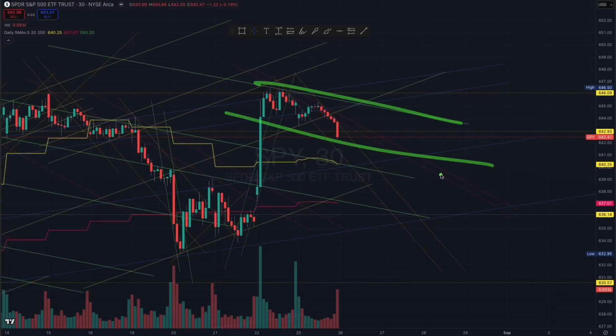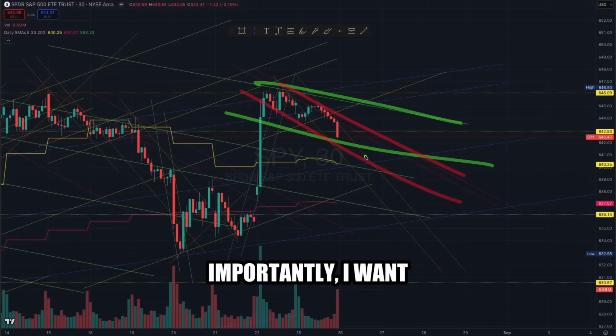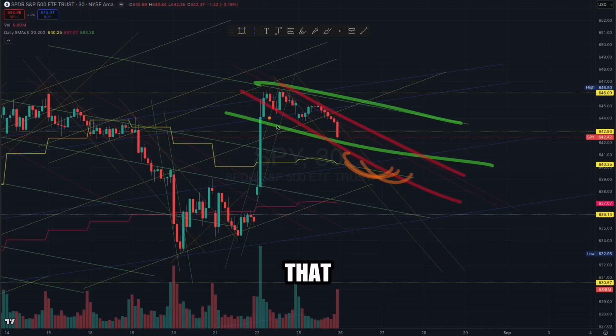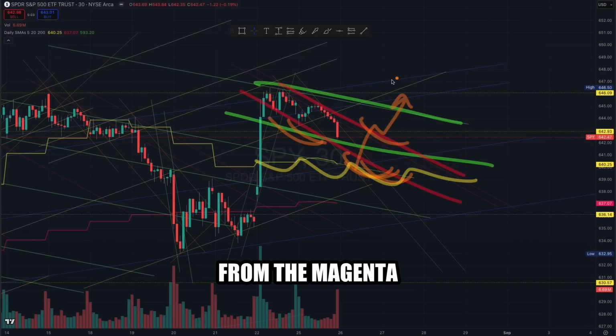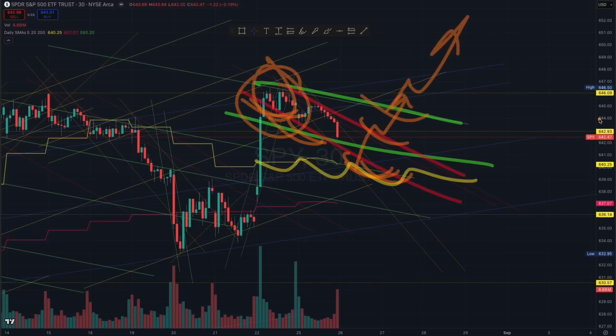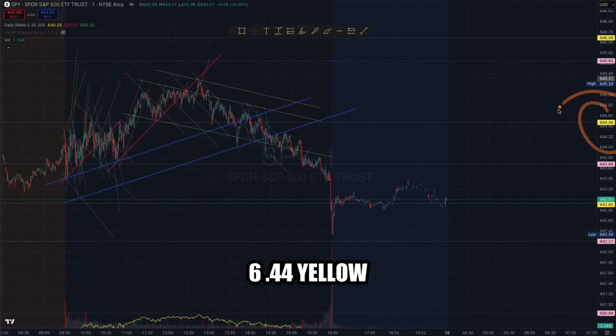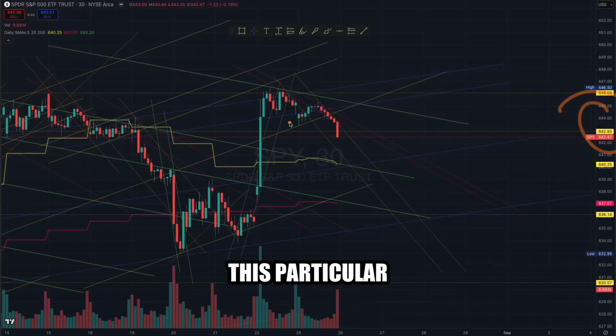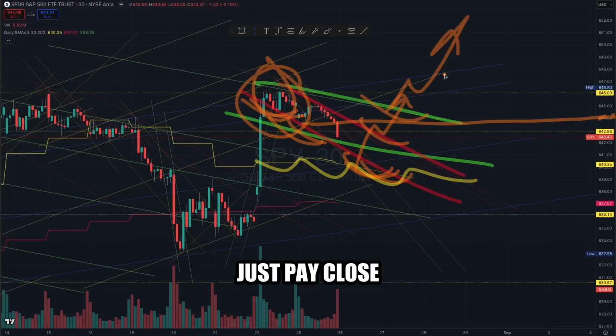Look out for your structure here, especially of that magenta and green. Now, most importantly, I want to be looking out for that reclamation of that 5-day moving average, as well as from the magenta before we grab the green liquidity here. So pay close attention to that, as I was mentioning here, the 644 level, that's very important. 644 yellow here, that's pretty important. So pay close attention to this particular level. You will be fine. Just pay close attention.